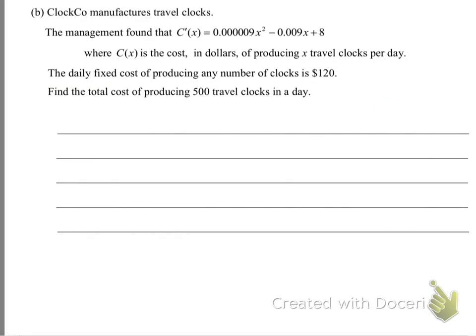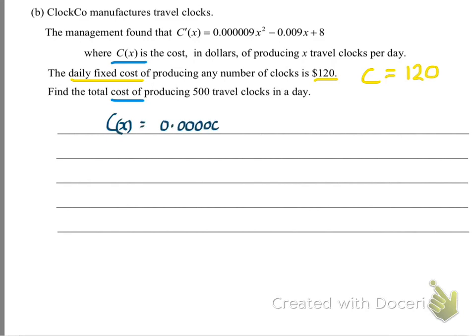For this question here, we have a clock manufacturer. We're given the differentiated equation. We're told the daily fixed cost is 120, so we know the constant is 120. We want the actual equation, so we're going to have to anti-differentiate it.